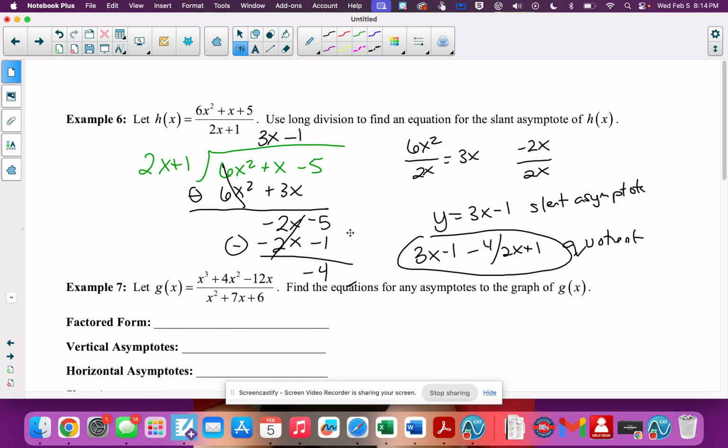All right, so we're going to keep going. Oh boy, that's a big factor. We know we got to take an x out of the top. That's going to give me x squared plus 4x minus 12.